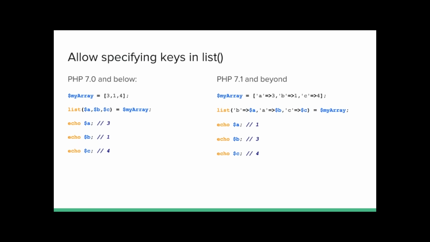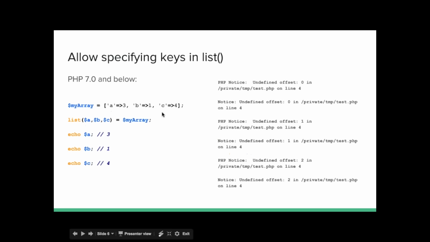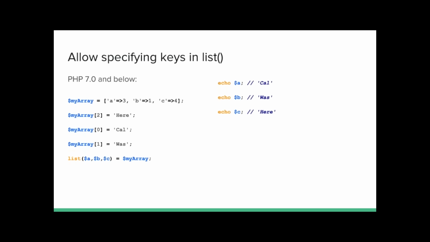Now, I told you I had to do a little research to make sure I understood how all of this worked. Here was one of the problems I had. In 7.0 and below, if I say my array equals A is 3, B is 1, C is 4, and I say list A, B, C, I'm going to get errors. I'm going to get notices that say undefined offset 0, 1, and 2, because list doesn't handle associative arrays. It's looking for elements 0, 1, and 2, if I've specified three elements. And if I execute this code on the left, on the right is what I'm going to get. So it was a bit confusing for me, but now that I understand what it does, it's a little bit easier.